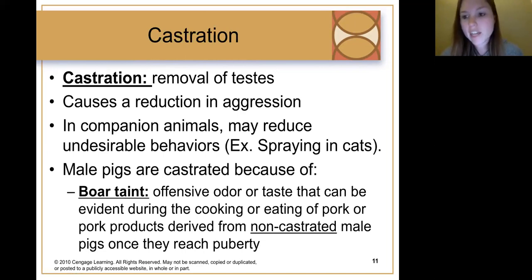And then male pigs are castrated because of a major reason. Has anyone ever heard of boar taint? Yeah. So that's the main reason that we castrate pigs. Boar taint is basically an offensive odor or taste that is present during cooking and eating of pork or pork products that are coming from a non-castrated male. Once they reach puberty, and there's a lot of testosterone and a lot of different hormones, it's going to give this pork a really bad smell and a bad taste, and that's not going to be preferable for people to eat. So that's the main reason why pigs are castrated.